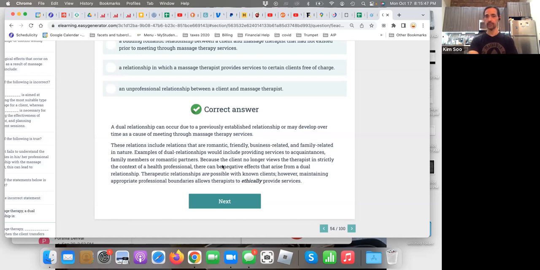Because the client no longer views the therapist in strictly the context of a health profession, there can be negative effects that arise from a dual relationship. Therapeutic relationships are possible with known clients, however, maintaining appropriate professional boundaries allows therapists to ethically provide services.